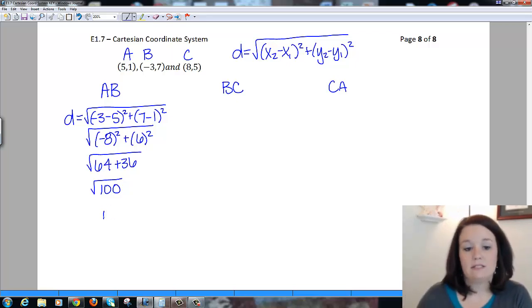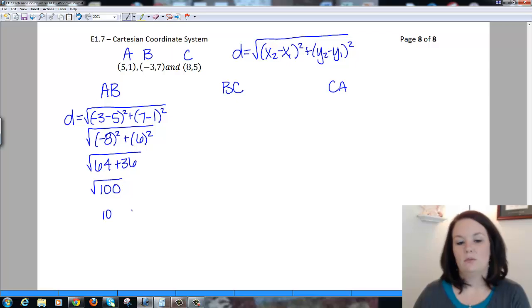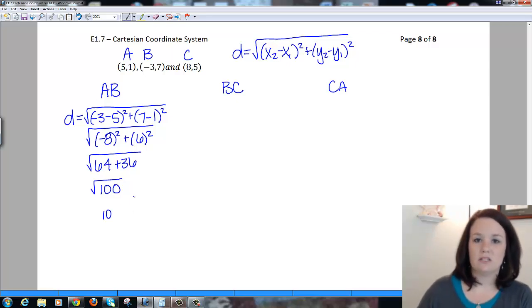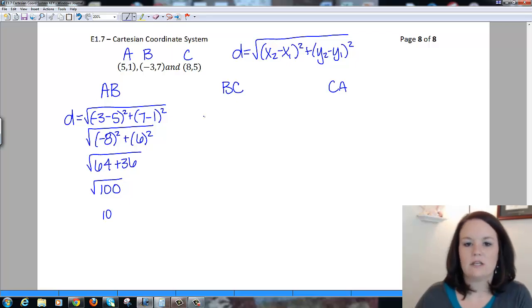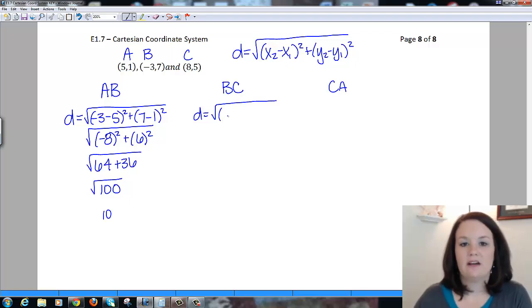If you want to go ahead and say that that's 10, that's fine, but I'm just going to leave it in square root form at this point because I only care about whether the lengths are the same or not. So distance from B to C, I'm doing my second x value, so my x value from C, which is 8, minus my x value from B, which is negative 3, plus my y value from C, which is 5, minus my y value from B, which is 7.